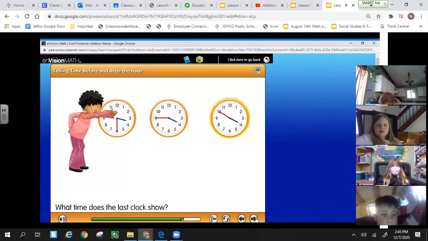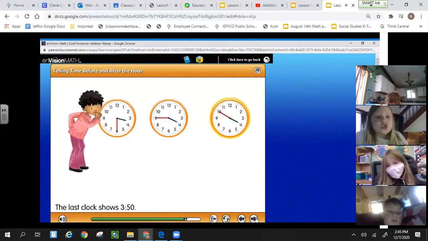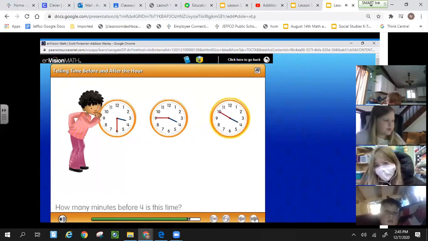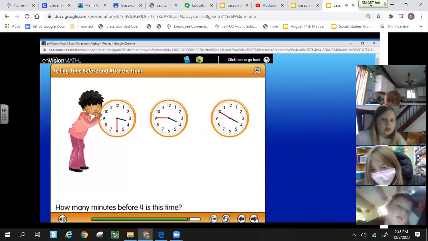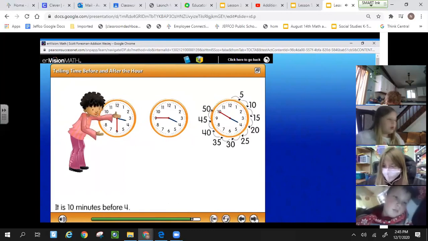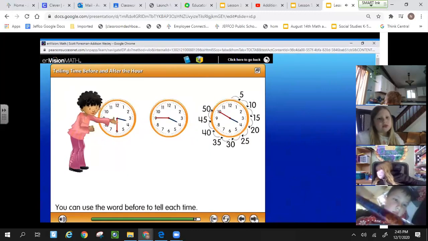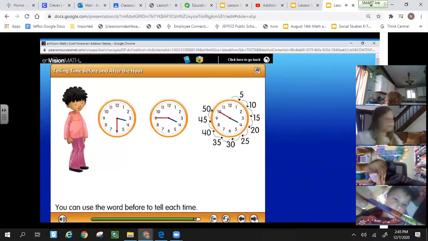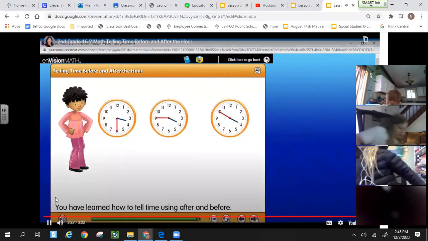What time does the last clock show? The last clock shows 3:50. How many minutes before 4 is this time? It is 10 minutes before 4. You can use the word before to tell each time. You have learned how to tell time using after and before.